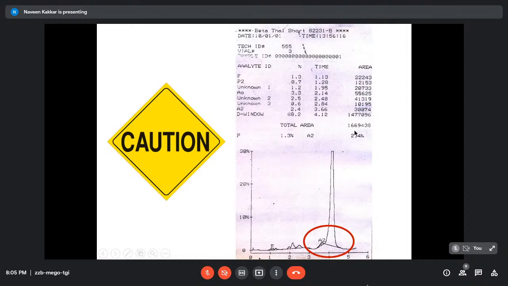If it is raised, well and good. If it is not, you still might need to do it by electrophoresis or another method to be sure about the actual A2 value.